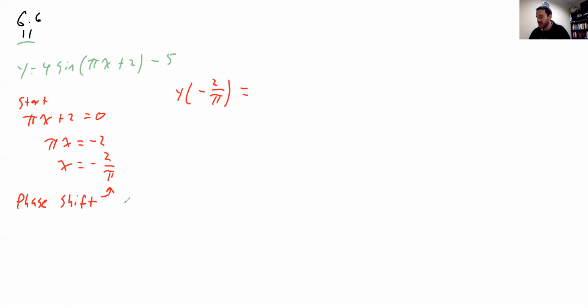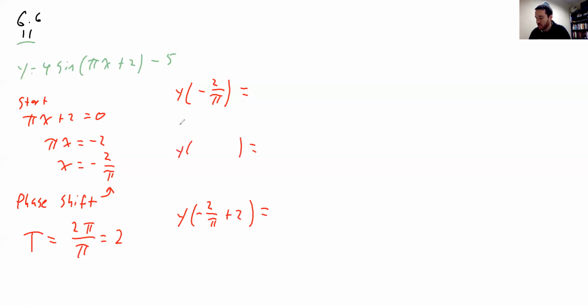That's your phase shift. Your period is 2 pi over omega, 2 pi over pi, so 2. And you want to end your graph 2 later than where you started. So what's 2 plus -2/pi? I don't know. It's -2/pi plus 2. So that's my ending point.